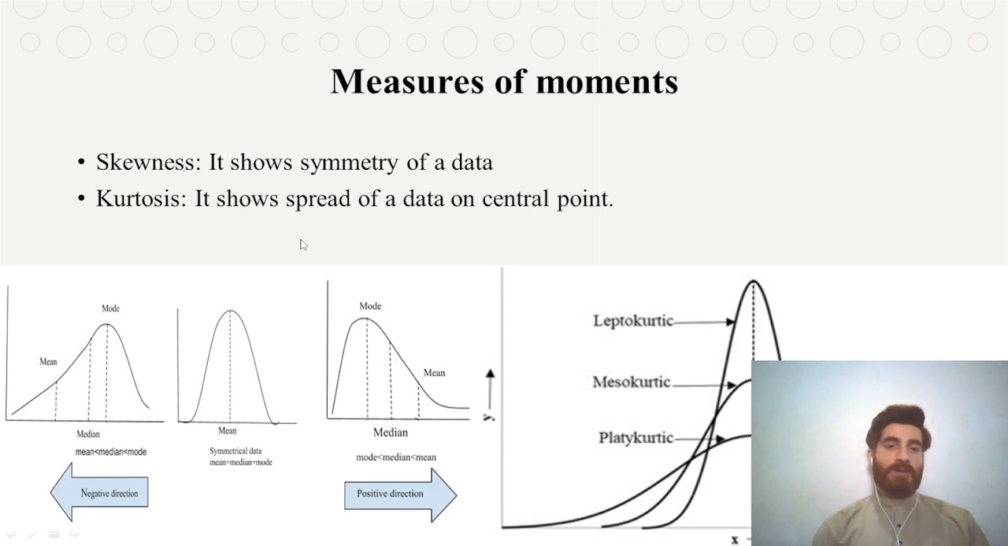Now coming to kurtosis, kurtosis shows us the spread of data around a central point. There are three types of kurtosis. Like platykurtosis, as you can see the widest line, the data is more spread out. So this is platykurtosis. Then there is mesokurtosis. It shows us that the data is somewhat spread out but not too much. And the third one is leptokurtosis, which shows that the data is too condensed and piled up on one another.